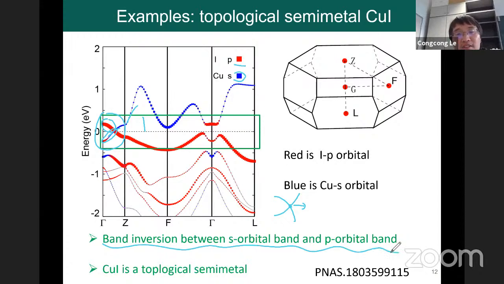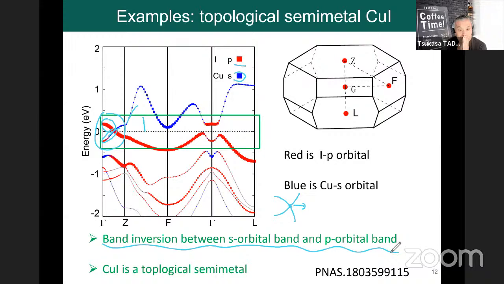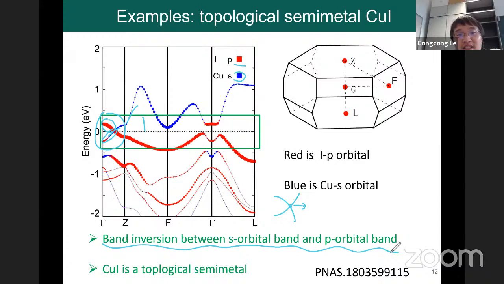In principle, next we need to calculate the topological invariant to say if the material is trivial or non-trivial. And here I just show the band inversion, so I don't give the topological invariant. And this paper gives the topological invariant as non-trivial. So in this case it is a topological semimetal.